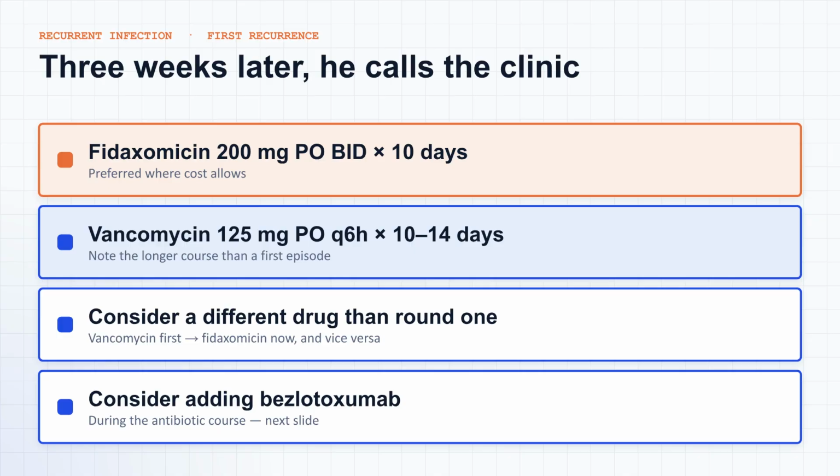A practical point: many clinicians switch agents for the recurrence. Vancomycin first, then fidaxomicin, or the reverse. One more thing to check at this visit: did anything else change? A new antibiotic course, or a new proton pump inhibitor, is often the trigger. Find it and remove it.